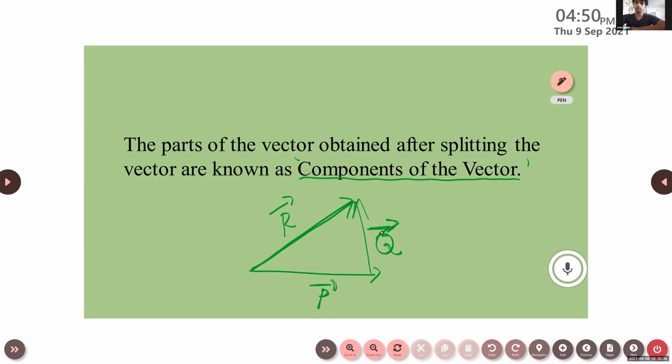Vector P and vector Q. Because here the given vector is R, a single vector, we split that single vector into two: vector P and vector Q.